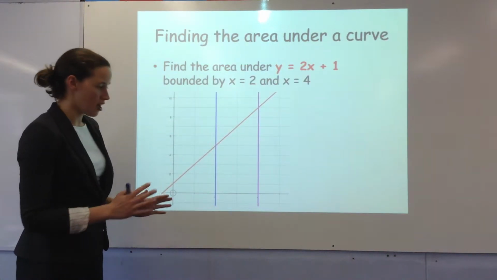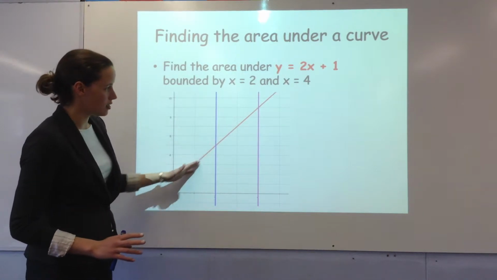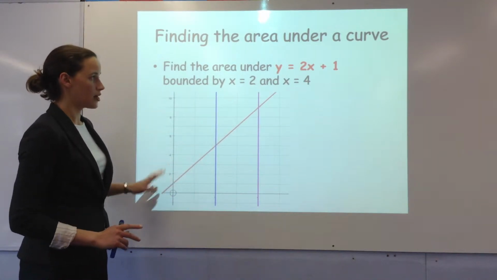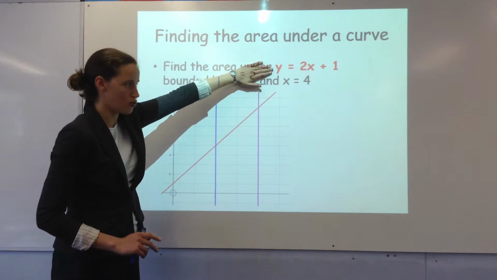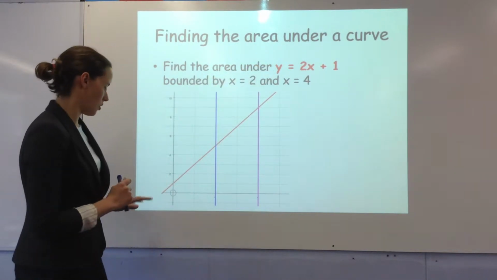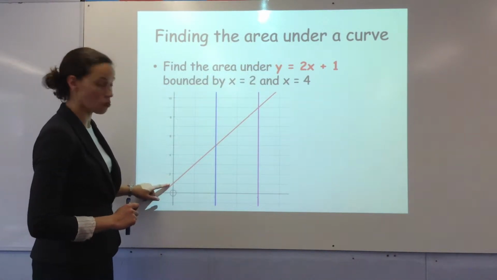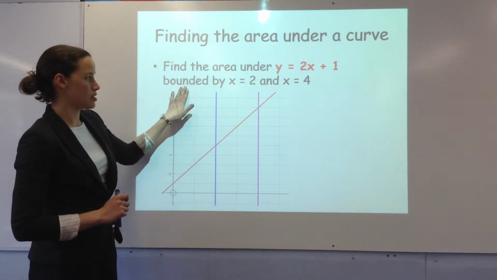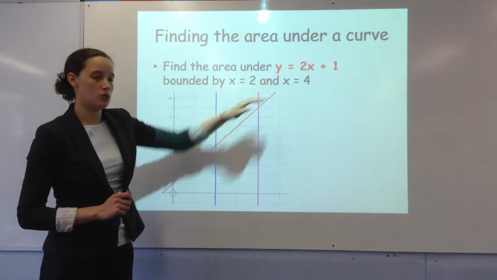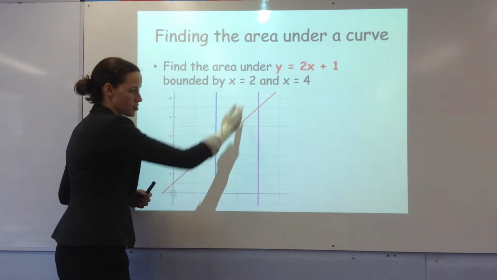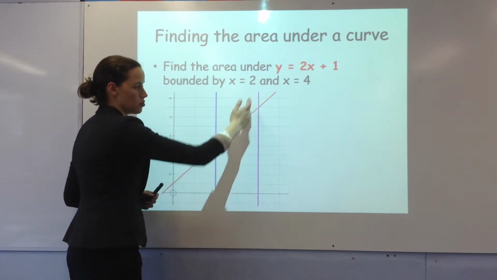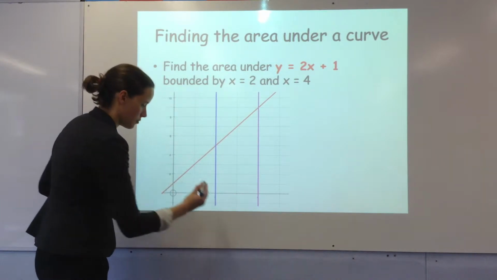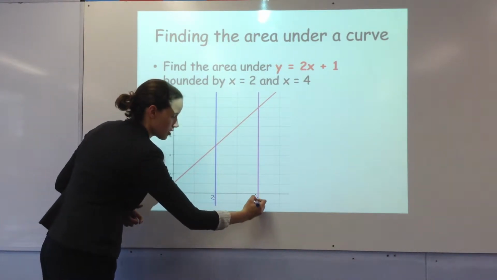Okay, so here is a nice easy one. It's easy because my line is straight. So this is my curve, even though it's straight. y is equal to 2x plus 1, and that's that red line there. You can see it's got a y-intercept of 1 and a gradient of 2, bounded by x equals 2 and x equals 4. These are the vertical lines here. x is equal to 2 and x is equal to 4. I'm not sure you can see that down there. That's 2 and that one's 4.